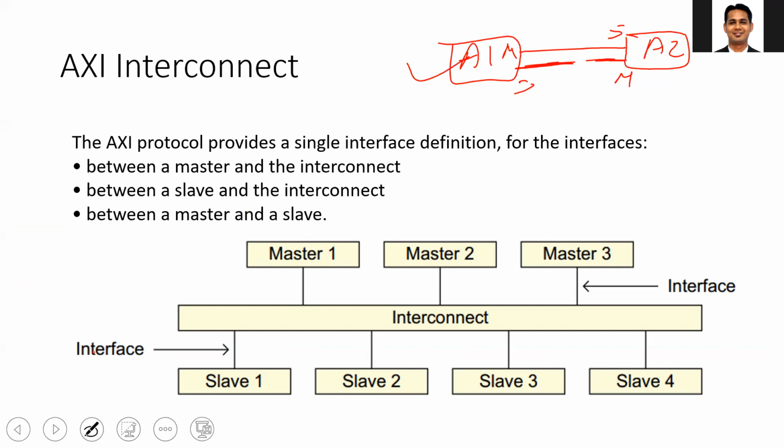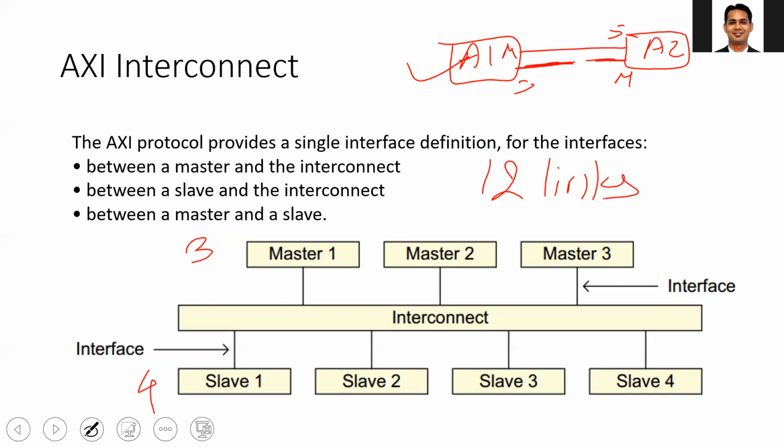For example, here you can see that I have 3 masters and 4 slaves. One option is that I can have an independent AXI link between every master and every slave. So in that case, I'll have 12 AXI links to enable the communication between every master and every slave.